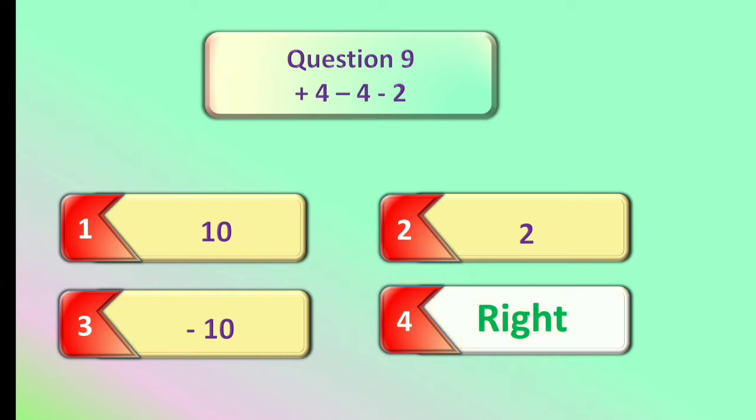Think. Fourth option is right. Plus 4 minus 6 gives you minus 2. So fourth option is the correct one. Next, change over.